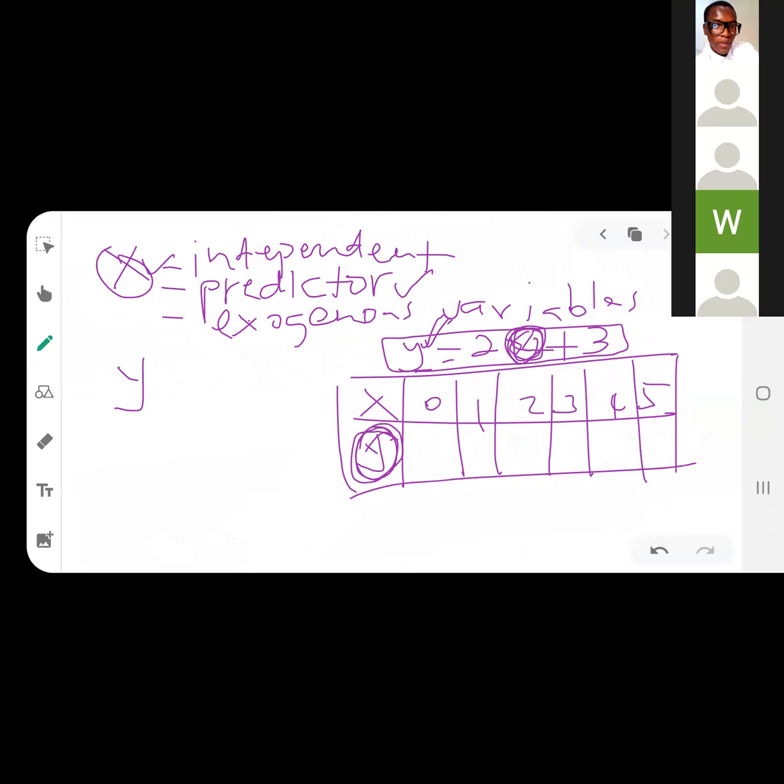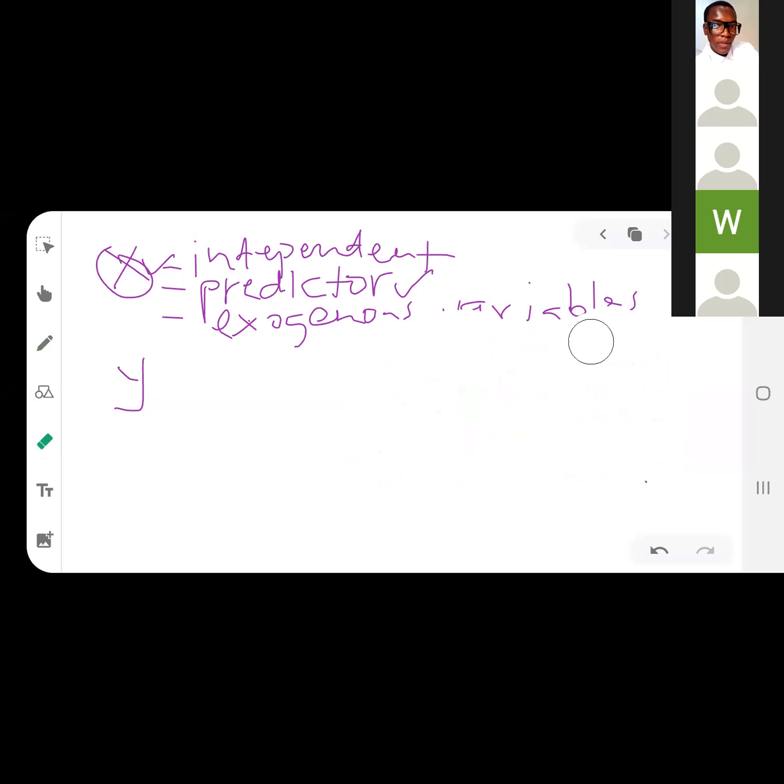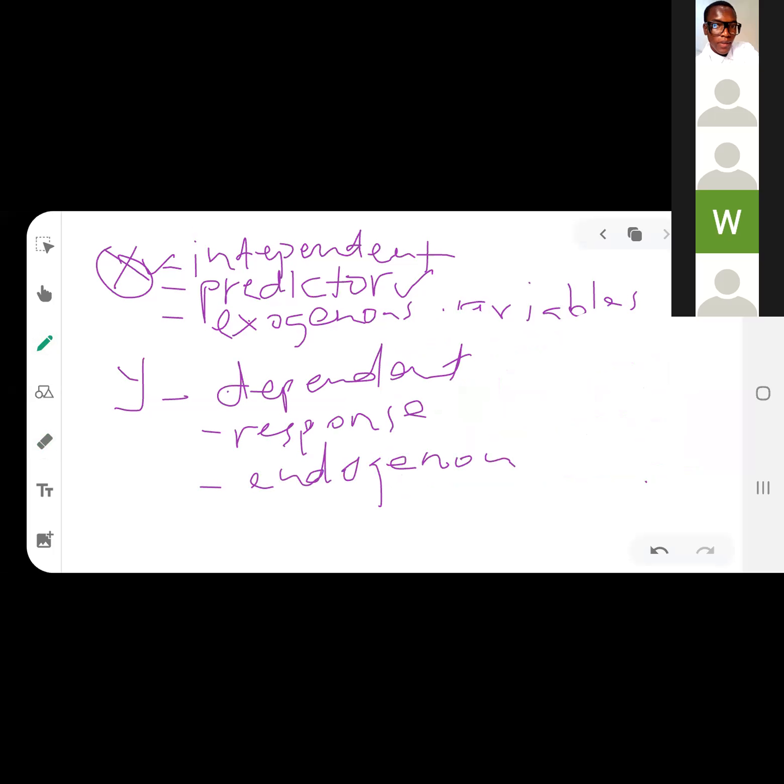So do you understand up to so far? I don't want to spend most of the time explaining this because I have explained it last night. So all I need to do is to introduce you to the formula. So this one is called the dependent variable. And if it's not the dependent, it is the response variable, or you can say it is the endogenous variable. So make sure you familiarize yourselves with these terminologies.